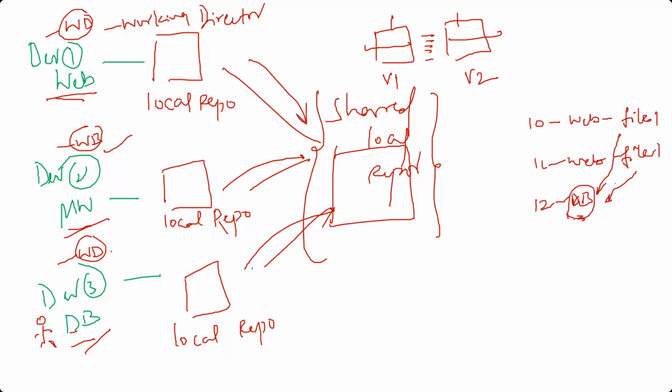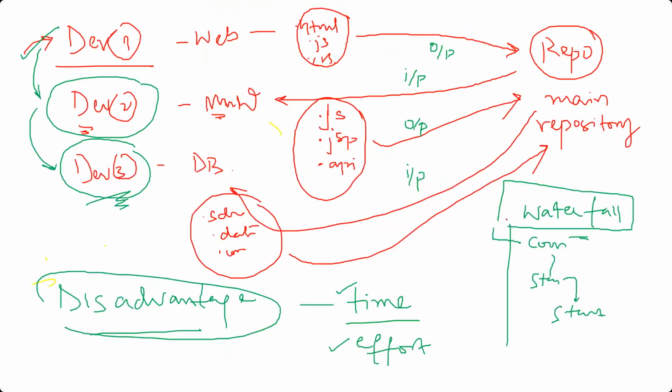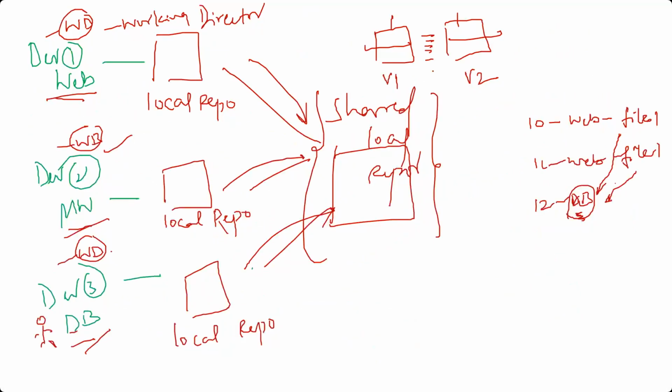Now, which file to read depends on the design. But the point is, if you look at the past problem, because it is waterfall, they have to wait for all the files to be finalized by the web team and the middleware team so that the DB team can work on them. But here that is not the case. You now have the ability to read the file whenever you want, based on the version which is pushed by the respective team.